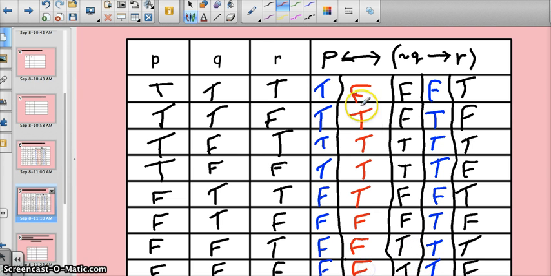Again, the answer column is this one in red. Let's take a look at it. It is half and half if you count it up. Half of them are true and half of them are false in this particular case. And that's what I would be grading the answer column.